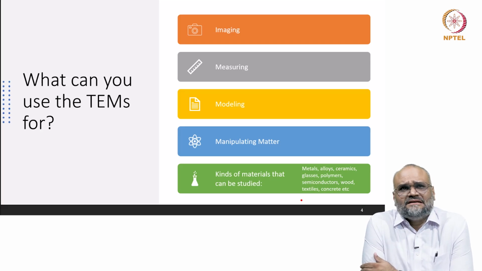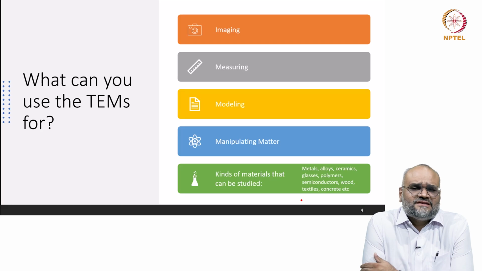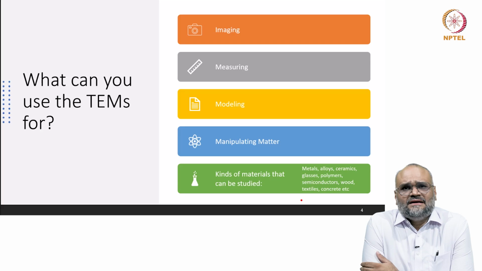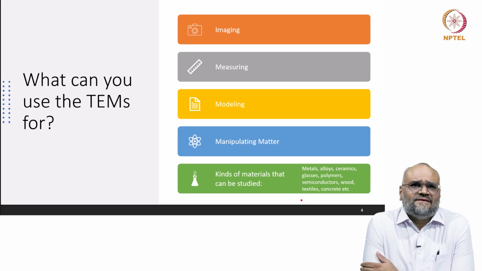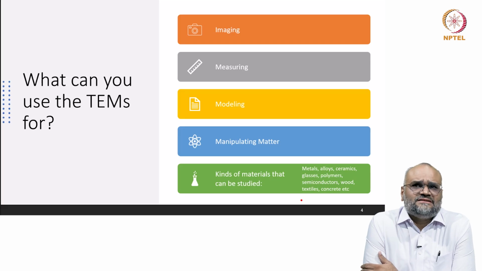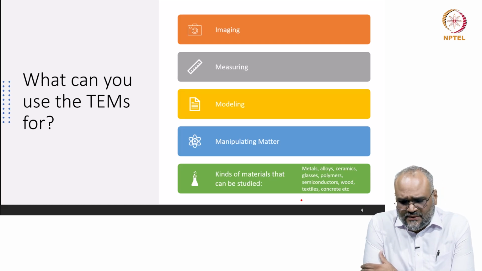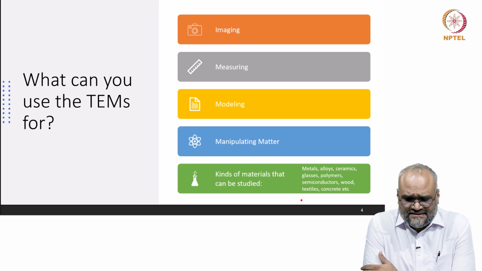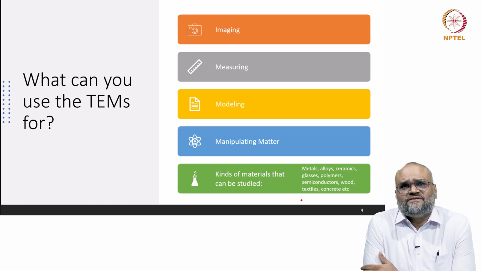When I say imaging, the microscopes can be operated in various modes. It is conventional, classical, bright field and dark field imaging, and then you have diffraction, and then you have something else called STEM and high resolution imaging. And with all this, you get the microstructural and morphological information from a specimen. When I say measuring, the crystal structural information, microstructural information, and also whatever compositional information you get by combining with complementary analytical techniques, you get to know the information from the specimen.